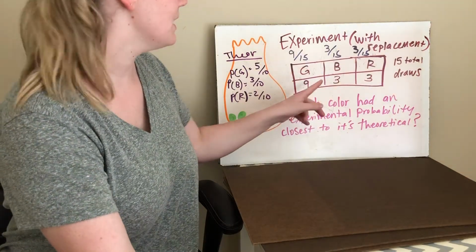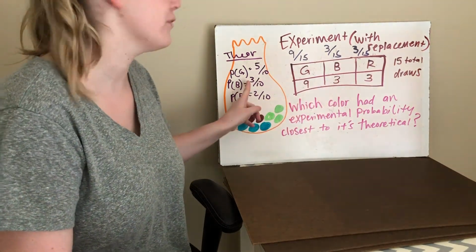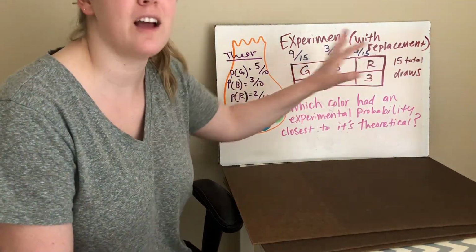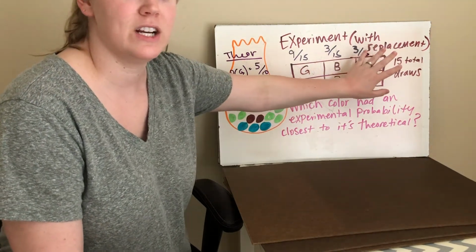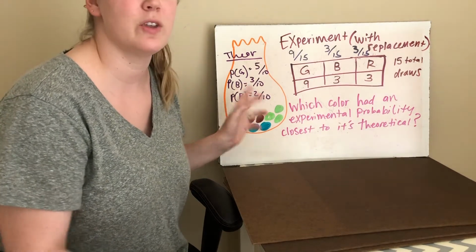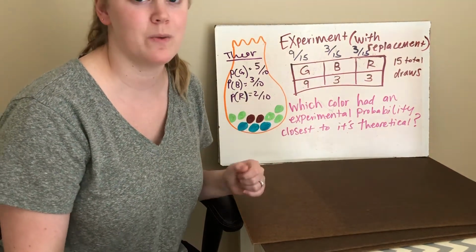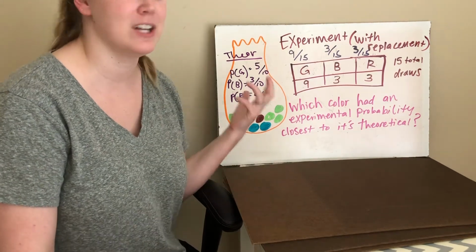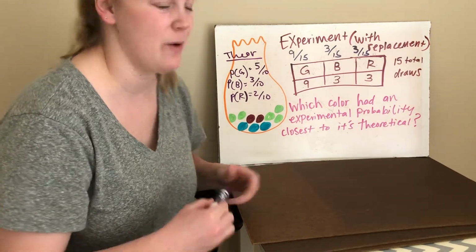Now just because we got 3 blues in our experiment and we have 3 blues in the bag, that does not mean that that's going to be our answer. There are 15 draws here, and this is out of 10, so they're not out of the same proportion, so we can't compare it that way. The best way we can compare it is by turning these into percentages or decimals and comparing that way.